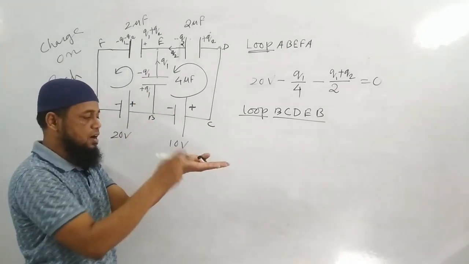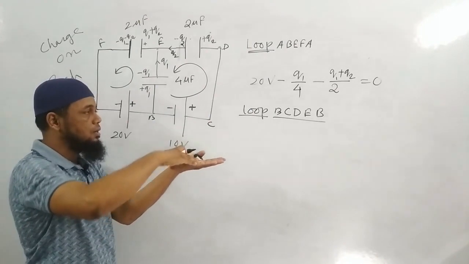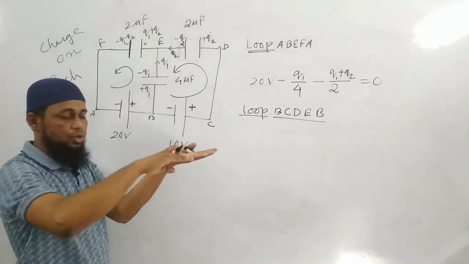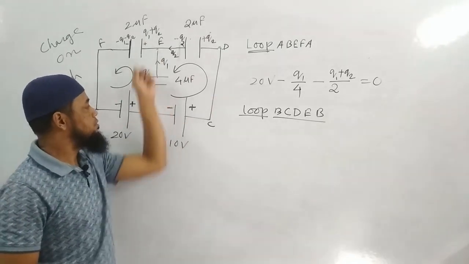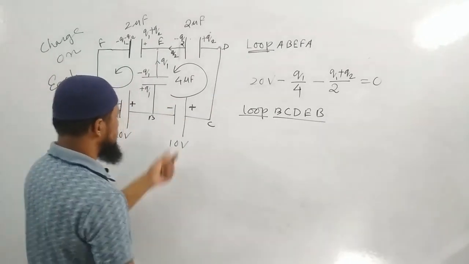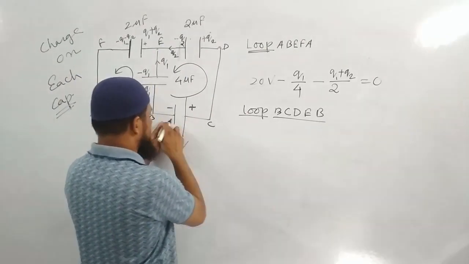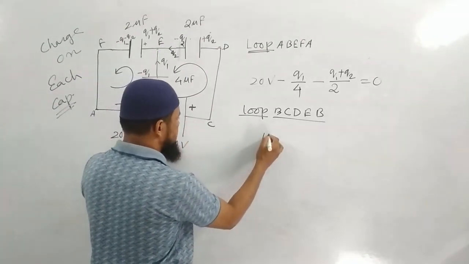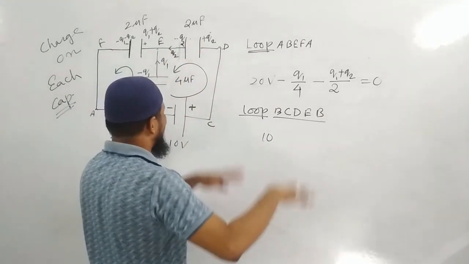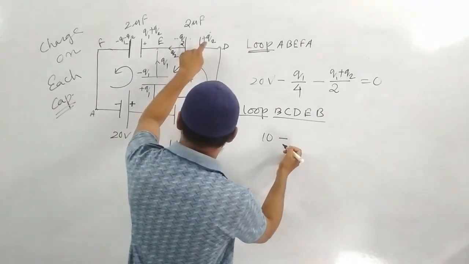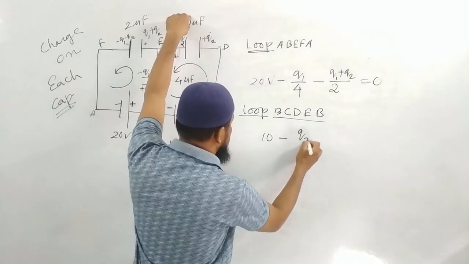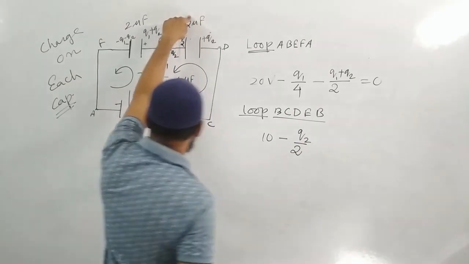We have started from one particular level, gone up, gone down, and again come up. So the starting point is B, the final point is again B, so the total change in potential is going to be 0. So here, how much will we write? There is a rise of 10, positive; the drop we'll assume to be negative. How much is the drop? Charge divided by capacitance, Q2 divided by 2.